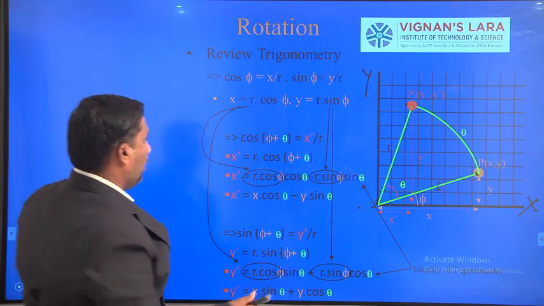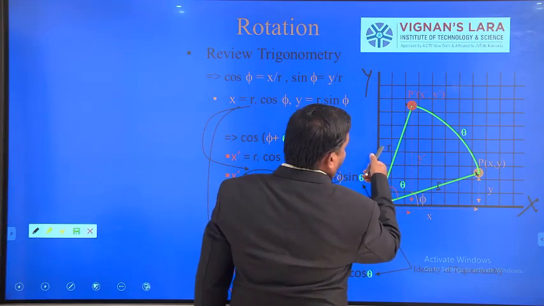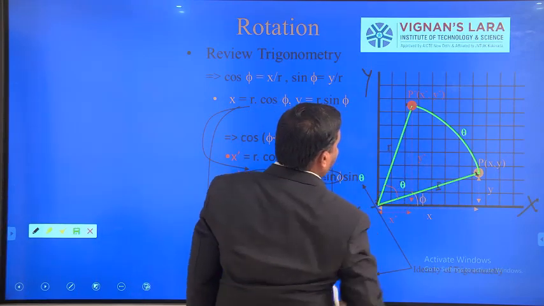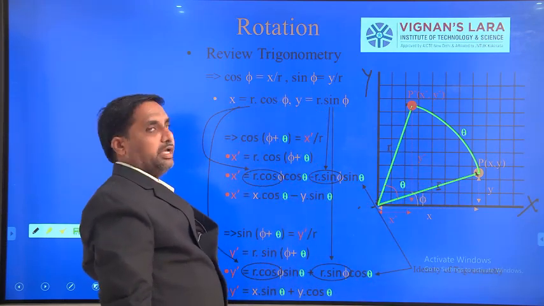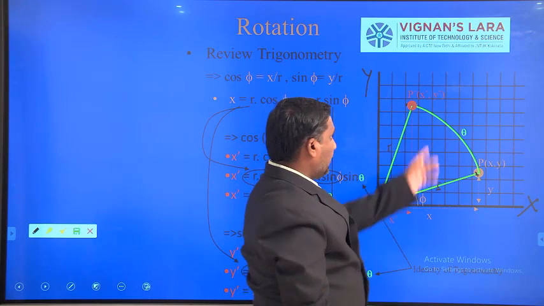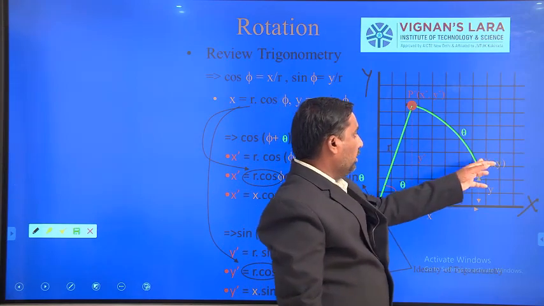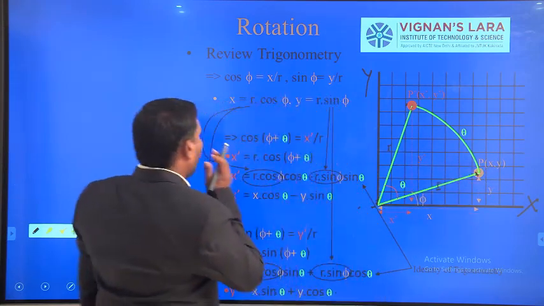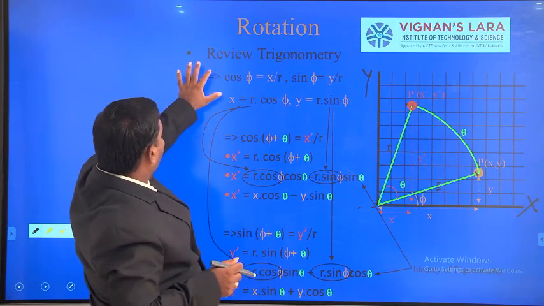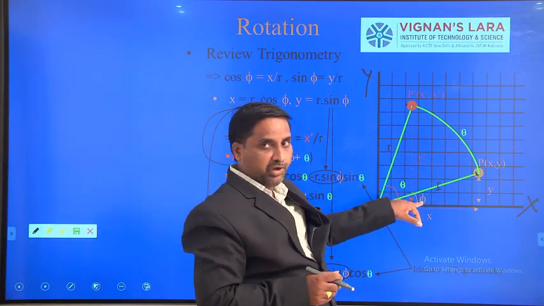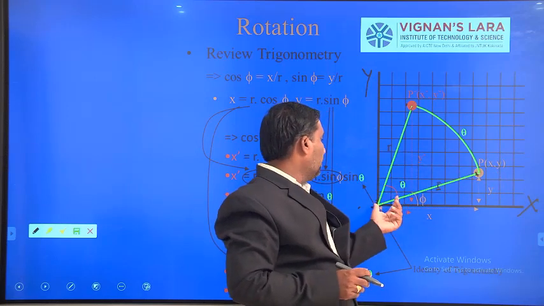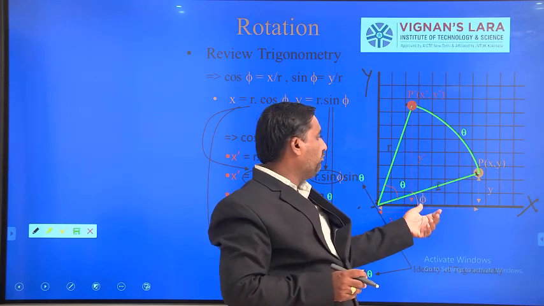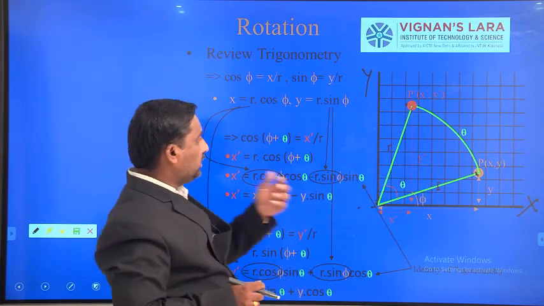Now we have r, P and P dash, theta, and phi also is there. We have to evaluate x dash and y dash in terms of theta, phi, x, y. First, consider this angle phi. Initial point P has coordinates x comma y, and the line from origin to P makes an angle phi with x. So first consider that one.